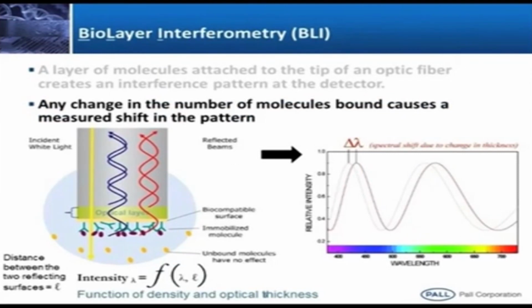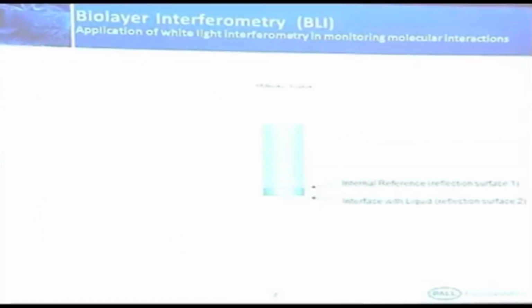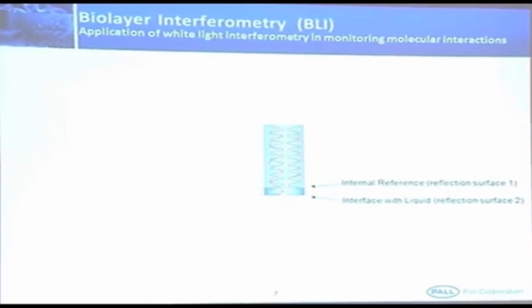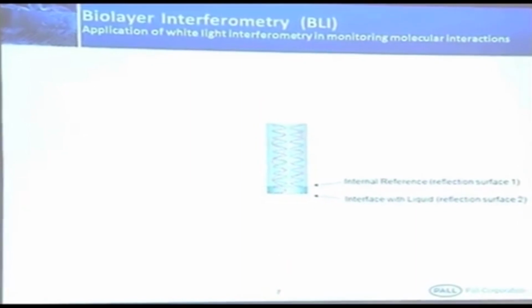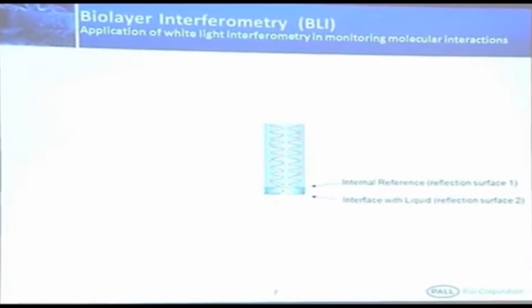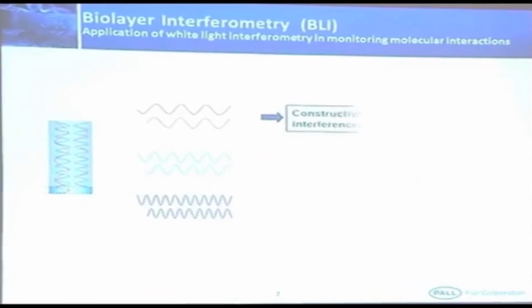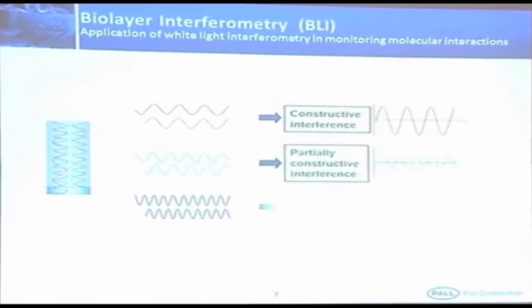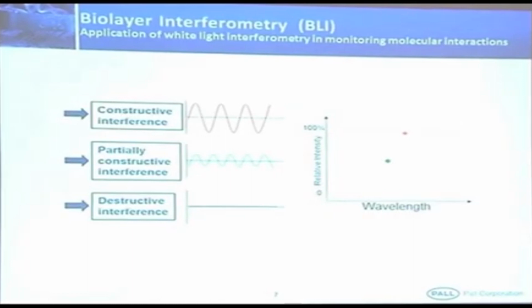We are going to measure this shift as well as the optical thickness. The response intensity is a function of the shift in the spectrum as well as the optical thickness. This is the principle behind it. I am passing a white light. Light gets reflected back, one from the internal optical layer due to the matrix, another from the ligand end. So, you can see constructive as well as destructive interference. Constructive interference makes the signal rise, destructive interference makes the signal drop.